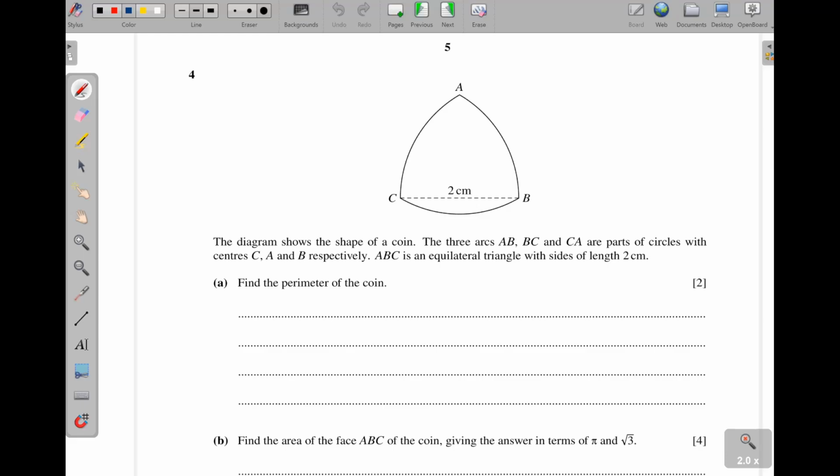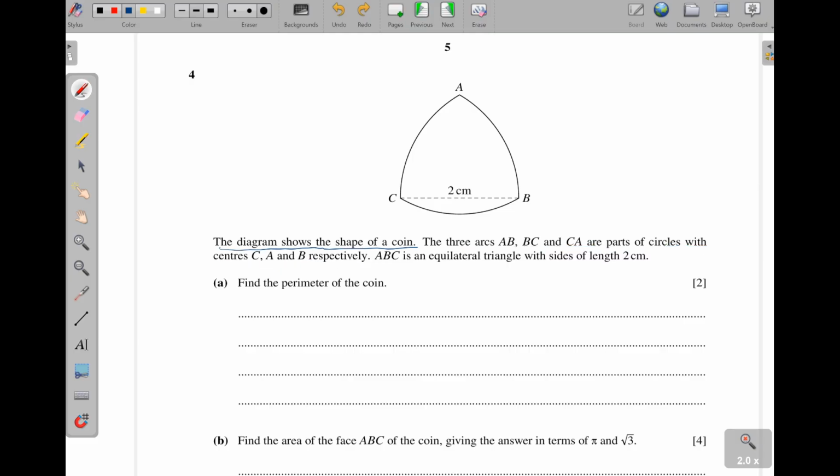Question 4 is coming from circular measure. The diagram shows the shape of a coin. The three arcs AB, BC, and CA are parts of the circles with centers C, A, and B respectively. ABC is an equilateral triangle with sides of length 2 centimeters. Part A, find the perimeter of the coin.